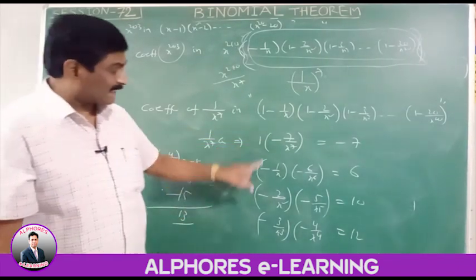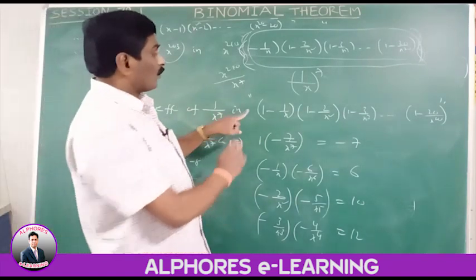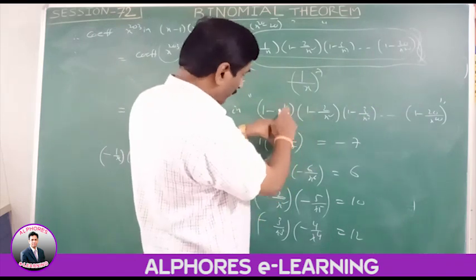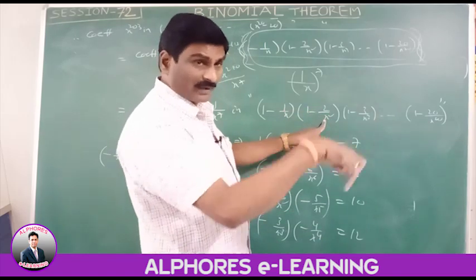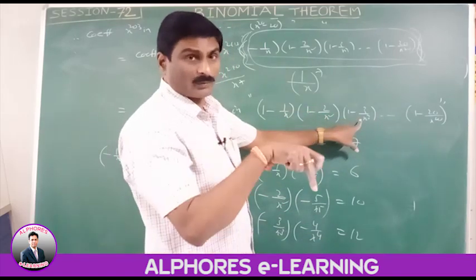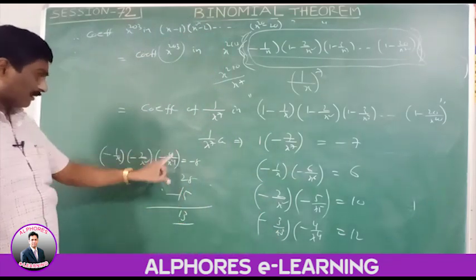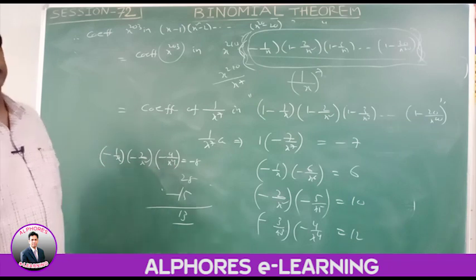Please observe the possible cases once again: 1 into 1/x^7; 1/x into 1/x^6; 1/x^2 into 1/x^5; 1/x^3 into 1/x^4. Next possibilities are 1/x, 1/x^2 and 1/x^4. In this case also we get 1/x^7. Please note this value.